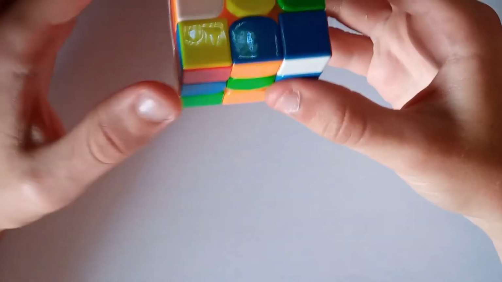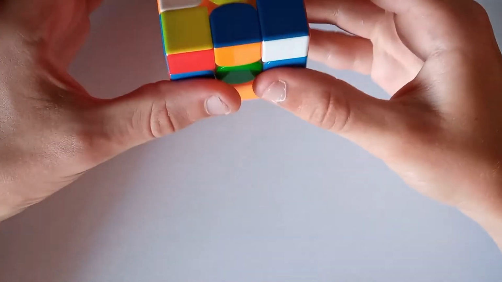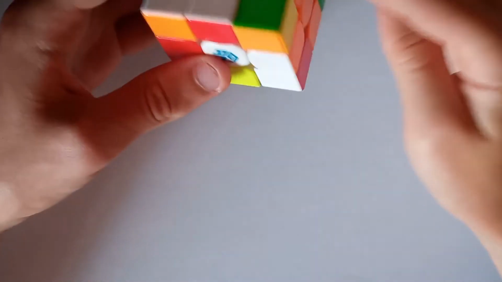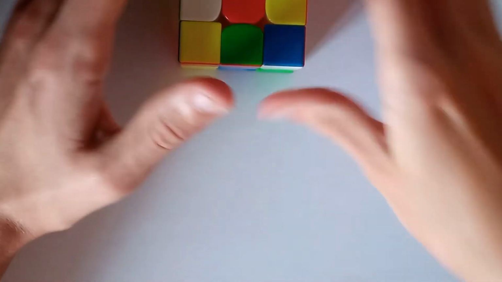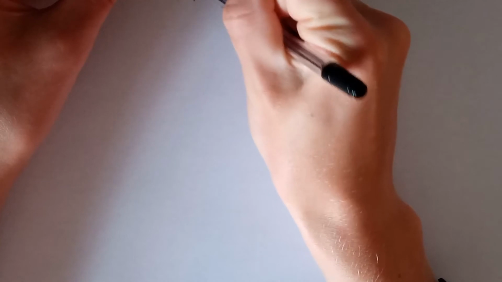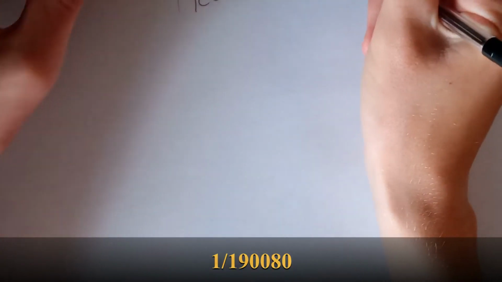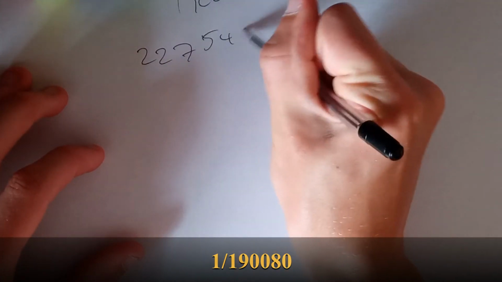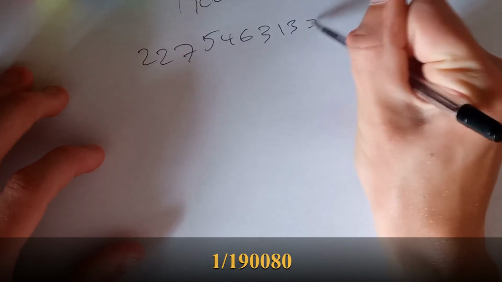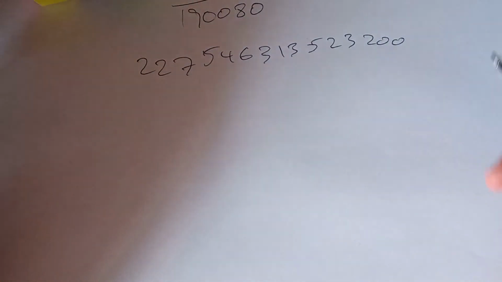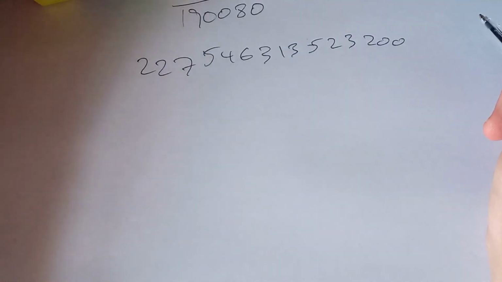Now, most speed cubers use a method called CFOP, which consists of first solving a cross, like this. So doing that reduces the number of possible combinations by a factor of 1. So we now have just 2,275,463,135,232,300 combinations, which is a much smaller number.